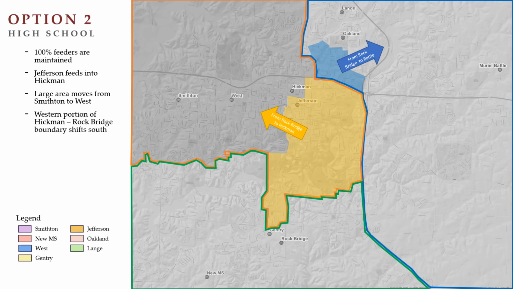Here's our zoom in of the central core of the city. You can see, of course, we have that Jefferson area again moving from Rockbridge into Hickman, and then that area moving from Jefferson to Oakland, feeding from Rockbridge into Battle.